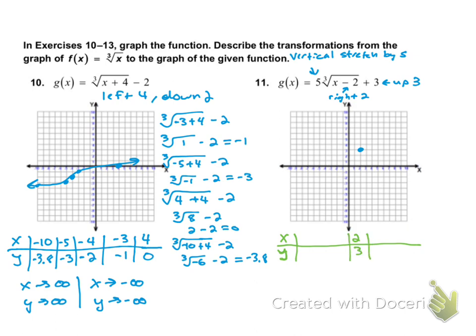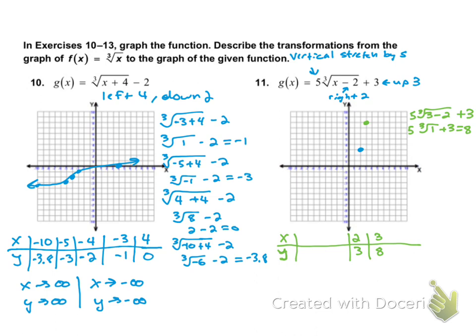Next here, I'm going to plug in the x value directly to the right. I'm going to plug in 3. So that will be 5 times the cube root of 3 minus 2 plus 3. That's 5 times the cube root of 1 plus 3. So that will give me 8. 1 times 5 is 5 plus 3 gives me 8. 3, 8. Okay. So obviously this is going to be real big.